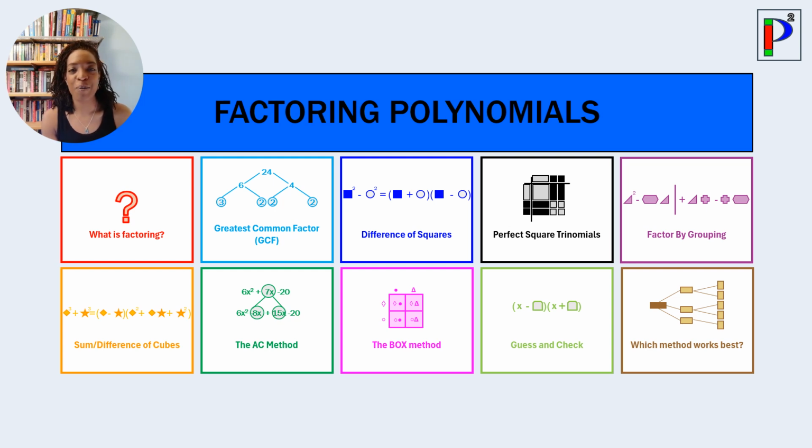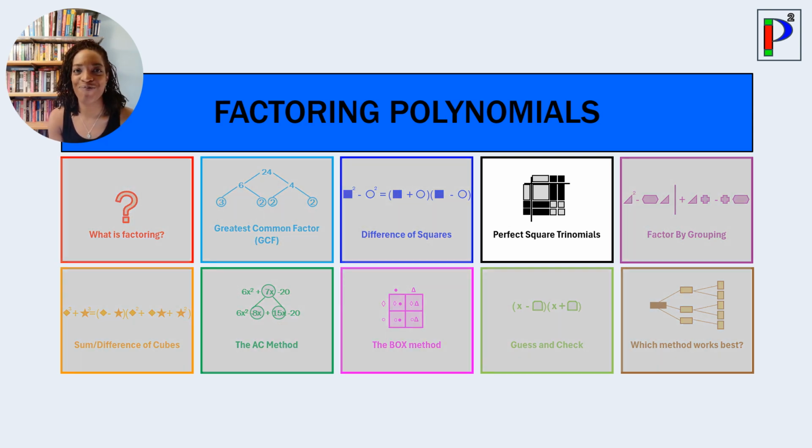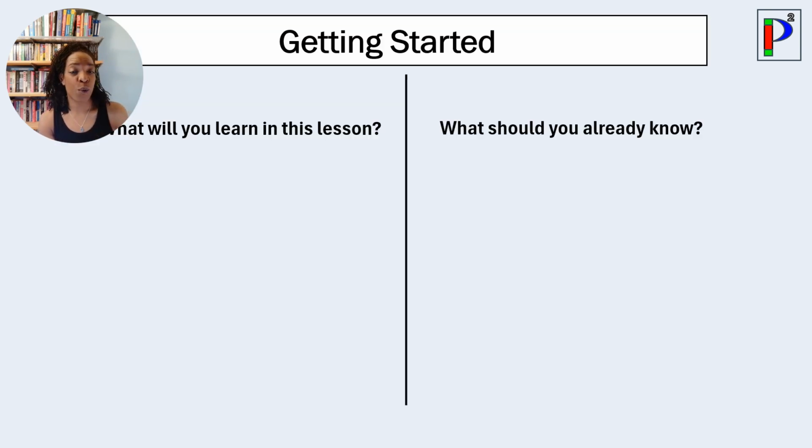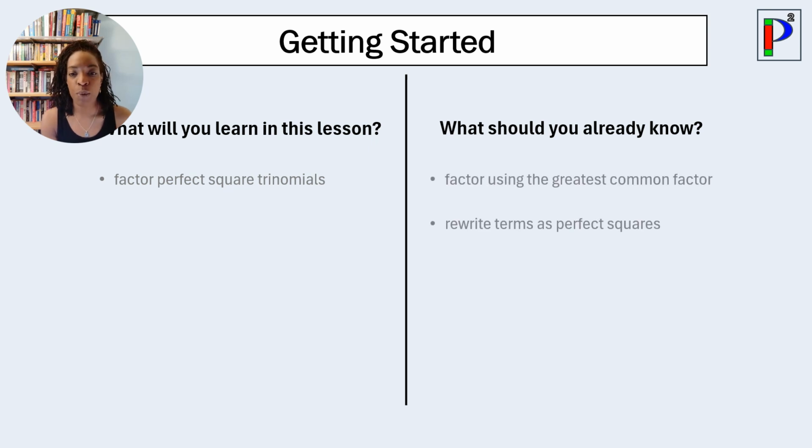This is our first trinomial factoring video on perfect square trinomials. Let's get started. Okay, so today we are going to learn our first method for three-term polynomials. In order to do this, you should already know how to take out your GCF, which is a given at this point, but you should also be able to rewrite terms as perfect squares.